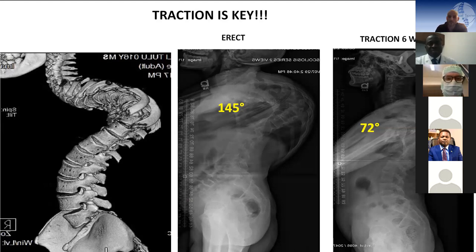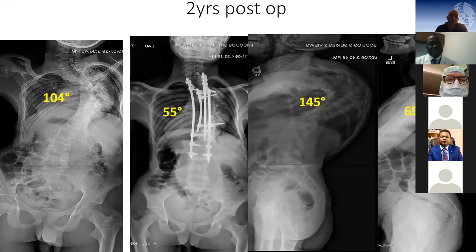If you just pay attention to the morphology of the patient's body, look at the base of the skull relative to the top of that deformity. You can see from pre-traction to post-traction the significant separation, the gap between the base of the skull and the deformity. So traction is very, very important.